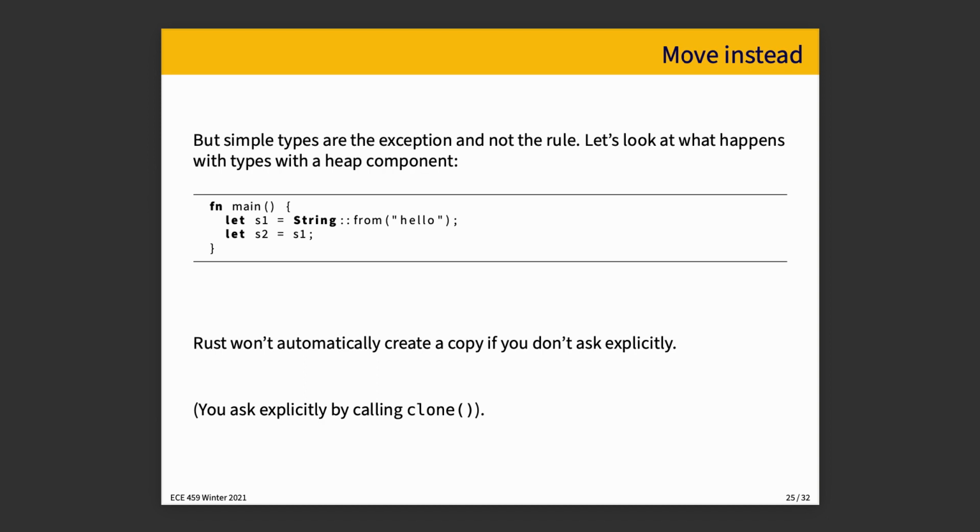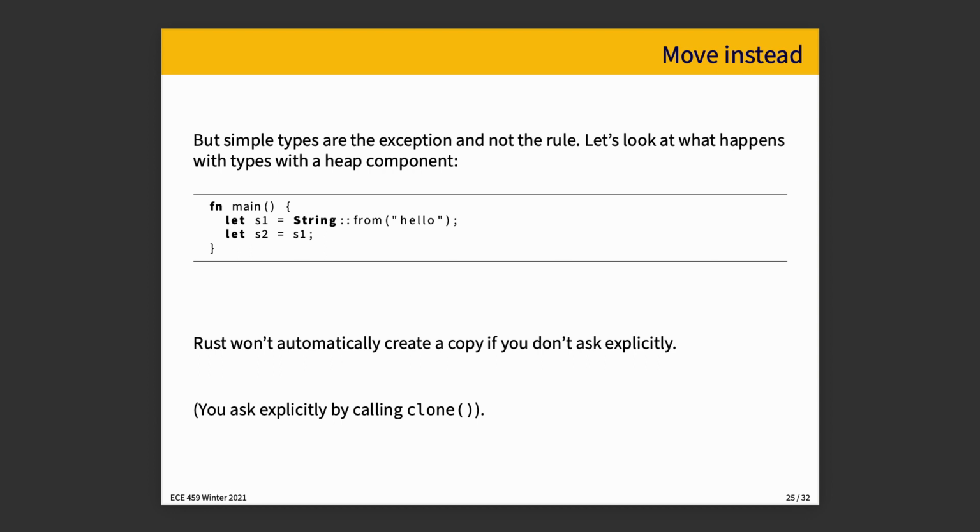Rust will not, for performance reasons, automatically create a copy unless you ask explicitly. If you ask explicitly, you use clone. It says, I want to make a copy of this string so that s2 is a copy of s1. Cloning an object is potentially expensive. It involves an arbitrary amount of memory allocation and then data copying.